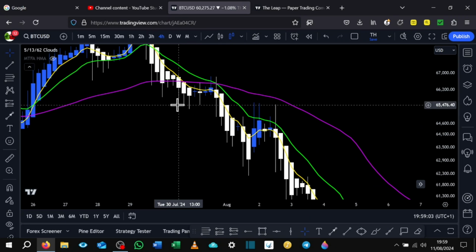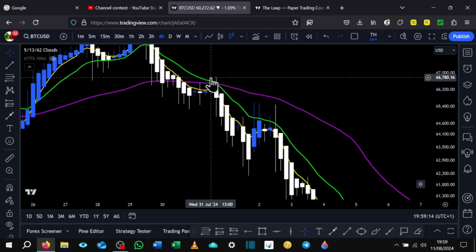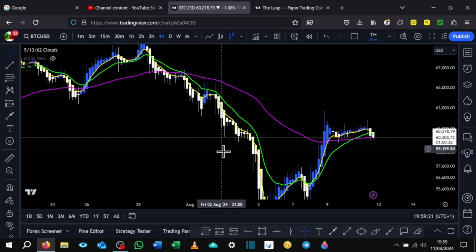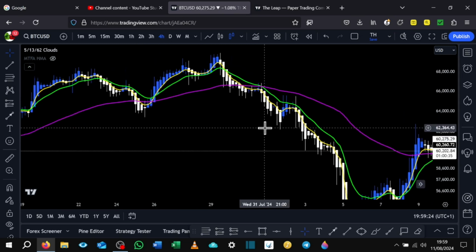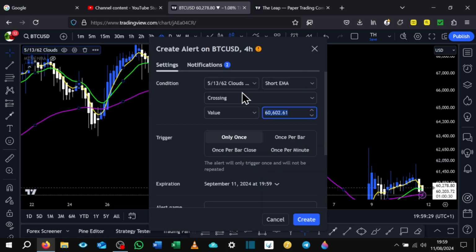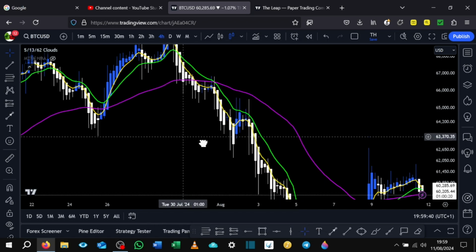Price is below the 62 EMA. It's come up. It's hit the 62 EMA. It's also hit the 13 EMA, and I never caught this trade, but that would have been a beautiful trade to sell right there, and then trailing it and catching this massive move down. That would have been absolutely beautiful. So what I'm going to do is set my alert for when price crosses the medium EMA once per bar.